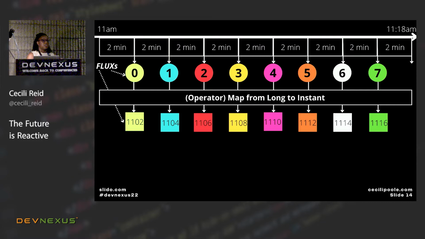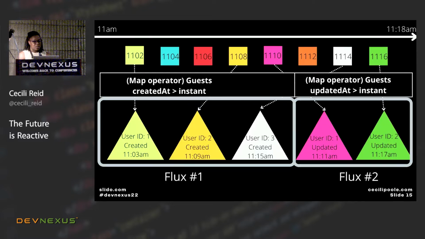This is what the flux diagram would look like if 18 minutes have passed. I wanted to illustrate that this isn't the final view of the flux. We're not spitting out all 8 events in one moment. It's incremental every 2 minutes because of the intervals that I'm generating in the top.